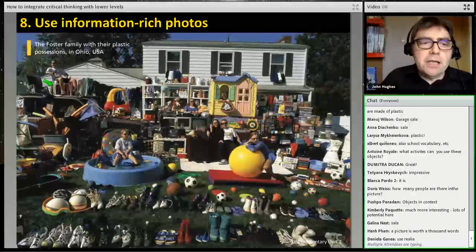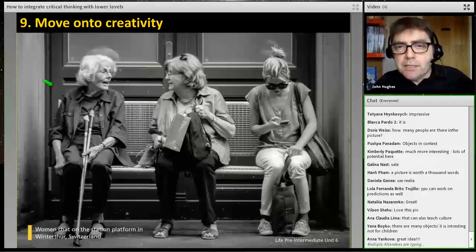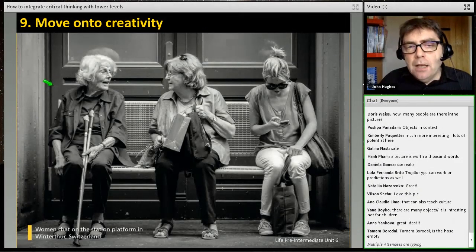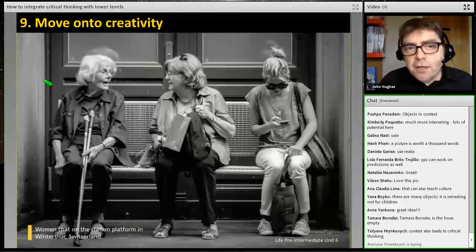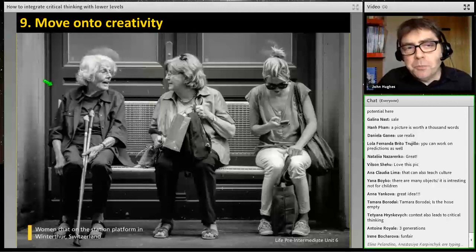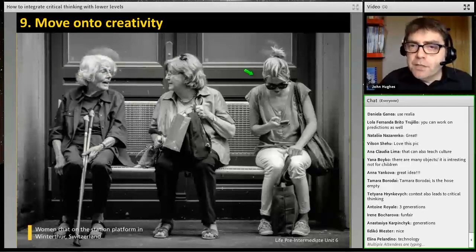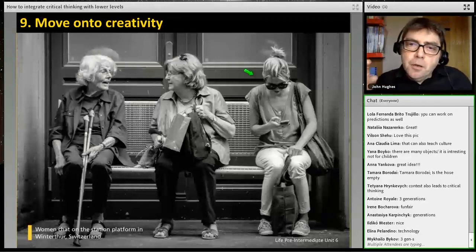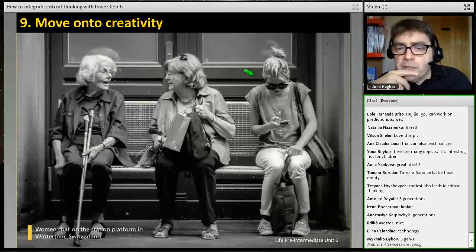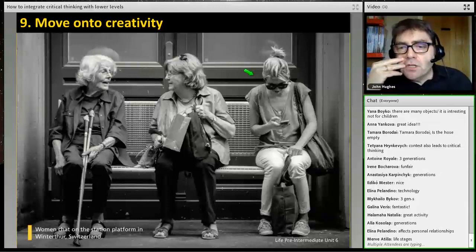Okay, we're coming close to the end. Tip number 9. Remember that critical thinking leads into creative thinking. And I really like this photograph. We used this photograph at the beginning of a chapter called Stages in Life. And I thought it was a good picture because we've got a picture of the much older woman, the middle-aged woman, and the young woman. And so I introduced the topic of age and differences between age groups. So it's a nice critical thinking, information-rich image.